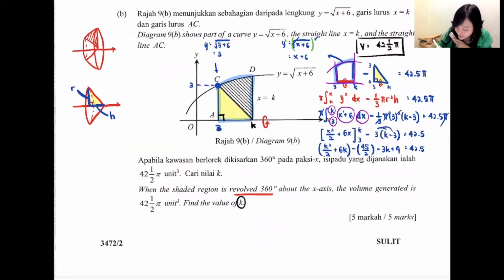k squared over 2. 6k, if I minus 3k, I get 3k. The rest of them is number. Negative 45 over 2 plus 9. Plus 42.5, move it over, is minus 42.5. I got negative 56. Once everything, I move it to the left-hand side.